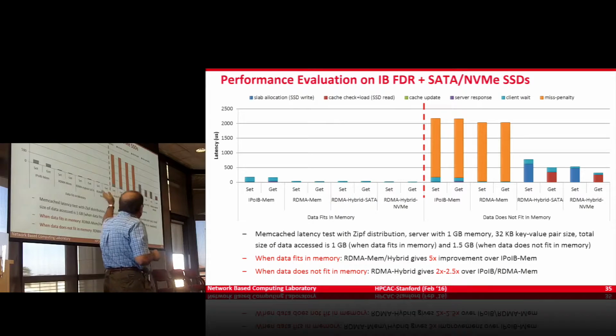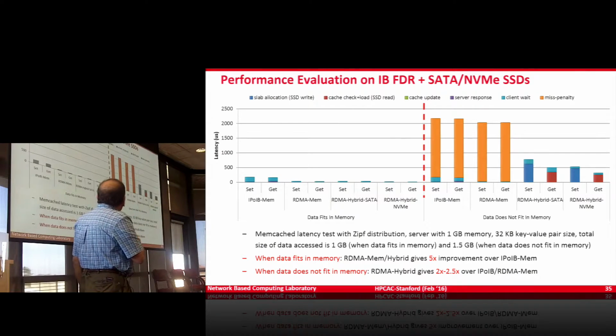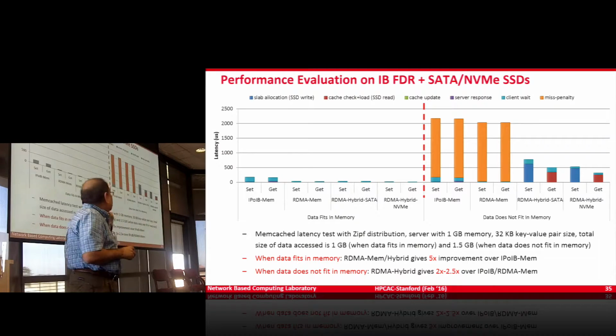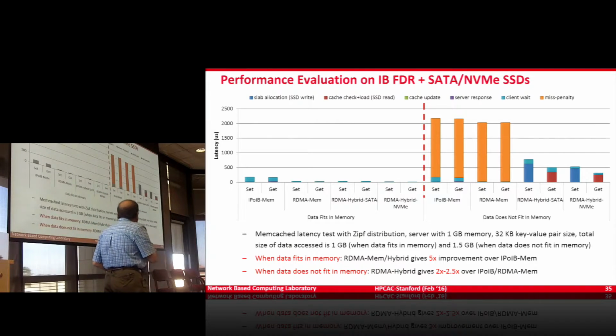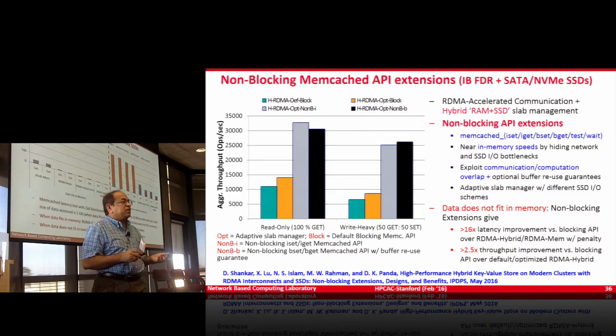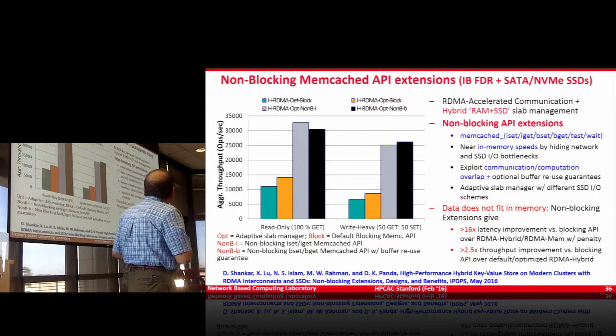Then we performed a very detailed analysis with all different configurations: IP over IP memory, RDMA hybrid over SATA disk, and now we are seeing NVMe disks coming up. This side is the data which fits in memory, and this side is the data which doesn't fit in the memory. We have done a very exhaustive analysis, and here we see that when data fits in the memory, our design gives around a factor of 5 improvement over IP over IP. When data doesn't fit in the memory, we can go to the hybrid SSDs, and there we still see a factor of 2 or 2.5x improvement compared to IP over IP.